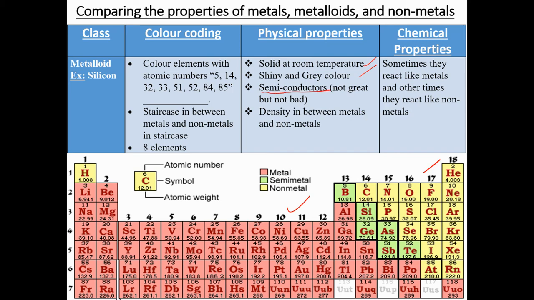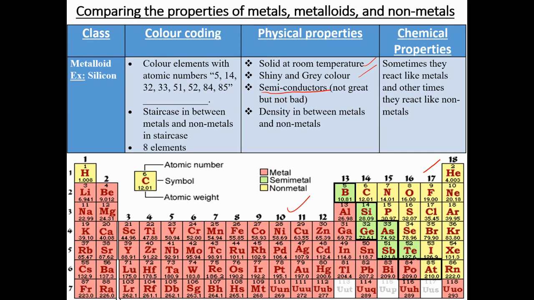So physically and even chemically, some of them will act like metals. Some of them will act like non-metals. So they have properties somewhere in between that of metals and non-metals. So just keep that in mind. They're in between metals and non-metals on the periodic table, and their properties are in between metals and non-metals too.